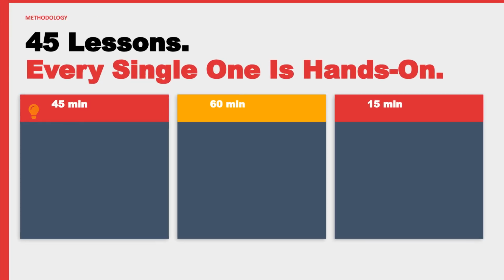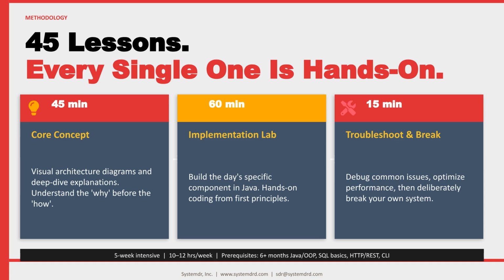Every single one of the 45 lessons is hands-on. Our 2-hour daily cadence is structured to maximize retention: 45 minutes on the core concept, 60 minutes for the implementation lab, and 15 minutes to troubleshoot and break the system. This intensive 5-week program builds deep, lasting, production-ready knowledge.